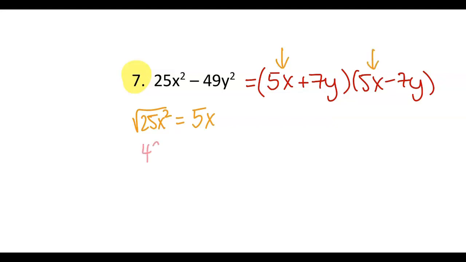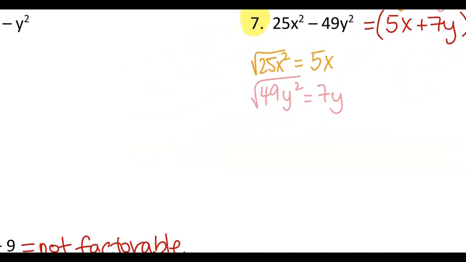Now I need to take the square root of the negative 49y squared. Remember, don't include the negative, just put the positive 49 and then the y squared. Well, the square root of 49 is just going to give me 7. And the square root of y squared, the same thing's going to happen like we did here with x. The square root of y squared is just going to be y. So that's how I got this term and this term. All I did from there is I just made one binomial positive, the other binomial having a negative. That's all.